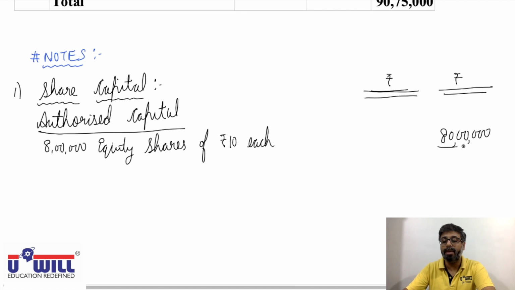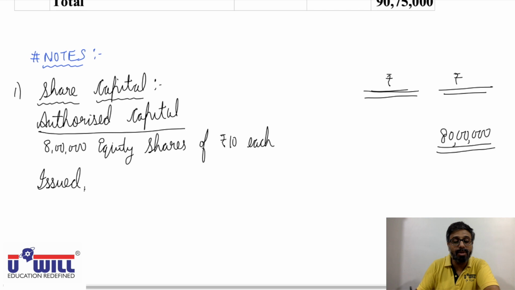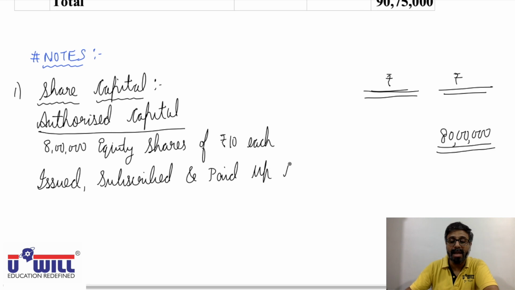I repeat, double underline. What is the relevance of double underline? Do you all remember? It is not to be included in the total. 80 lakhs, we double underline it, means it is not to be included in the total of the balance sheet. It is just for information purpose. Then after authorized capital, we will have issued, subscribed, and paid up capital.